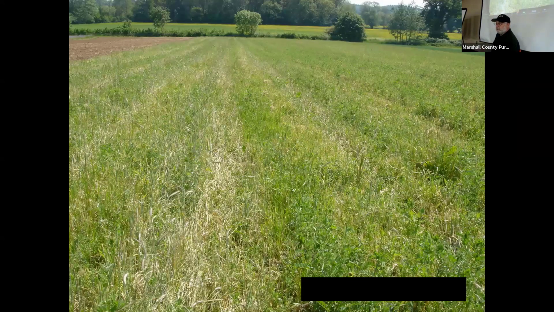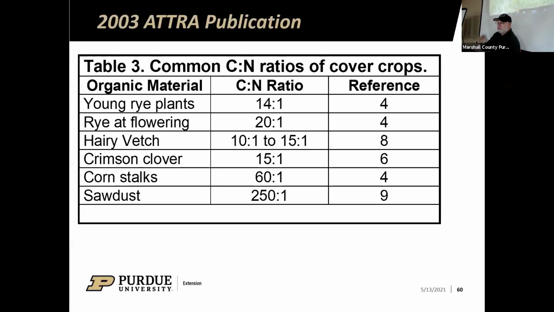Again, this is a picture of, I mean, cereal rye, and you can see how it can be suppressing. It's good at suppressing weed growth, so it helps manage weeds so you don't have to deal with them during the growing season.